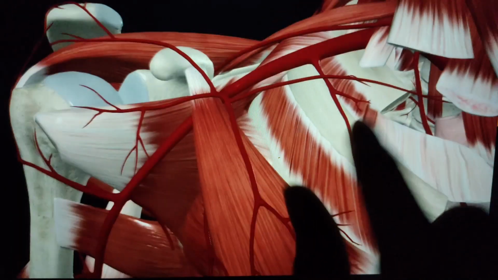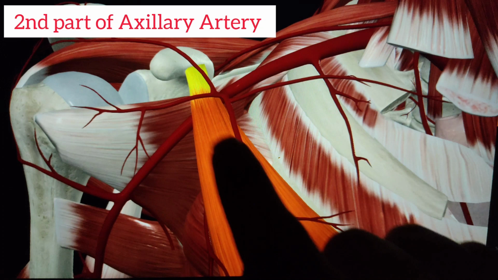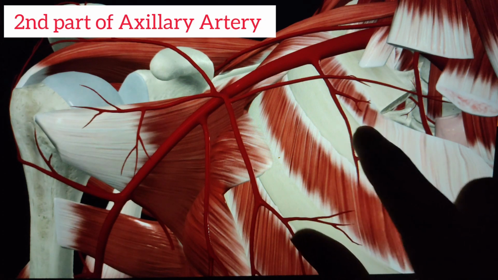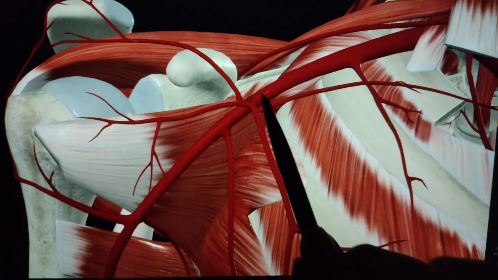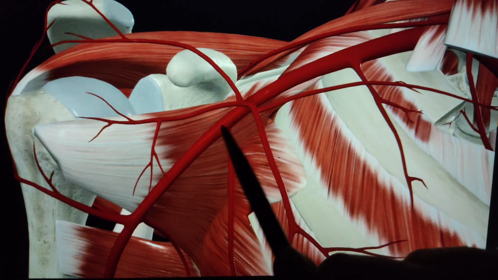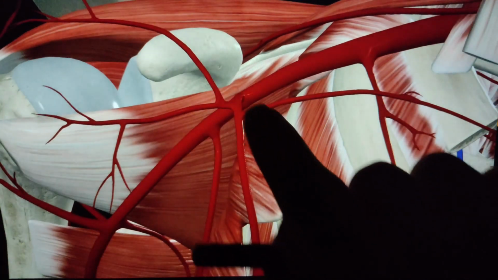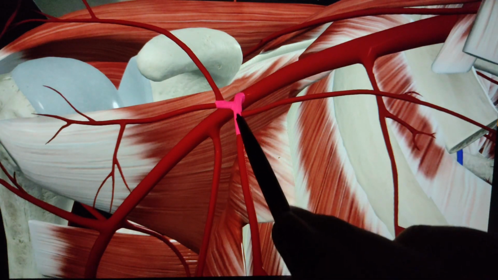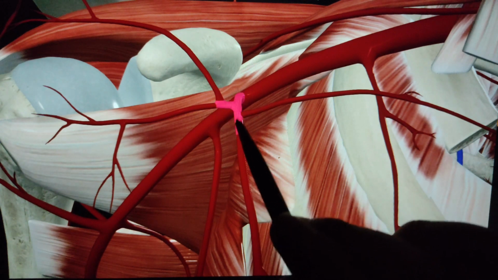Now students, moving toward the second part of the axillary artery. First we will remove this pectoralis minor muscle. As you can see here, the part from this to this is the second part of the axillary artery, and here it gives rise to the thoracoacromial artery. This highlighted artery is the thoracoacromial artery.